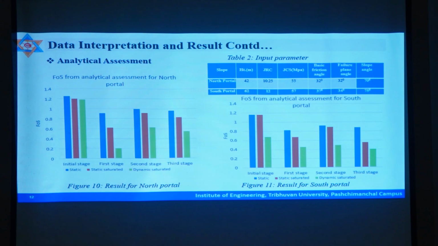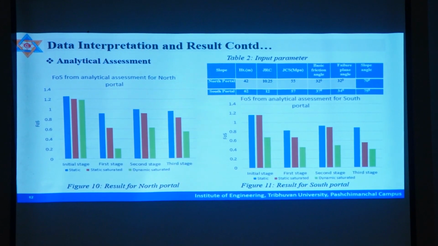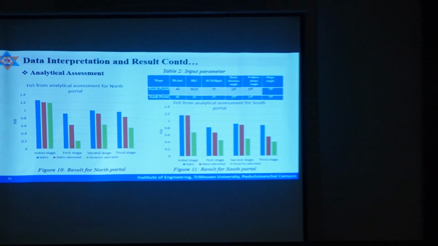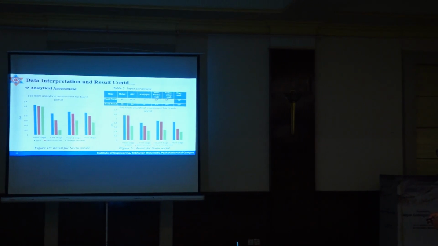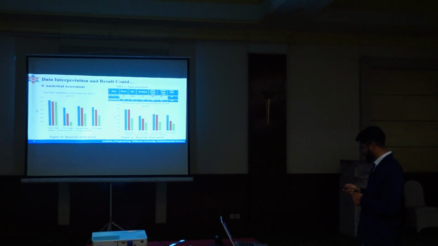And at the right side, this is the result for the south portal. Result of analytical assessment for the south portal. At the initial stage, before excavation, the factor of safety is greater than 1. That is, the portal is safe before excavation. At the first stage of excavation, the factor of safety reduces below 1. At the second stage of excavation, due to the benching effect, the factor of safety increases. And at the third stage, the factor of safety is again less than 1, but slightly decreases from the second stage excavation.